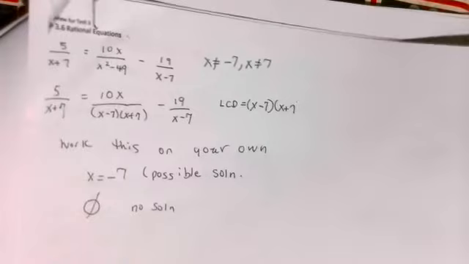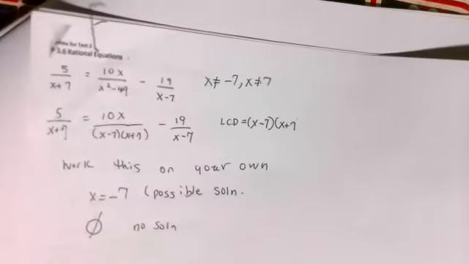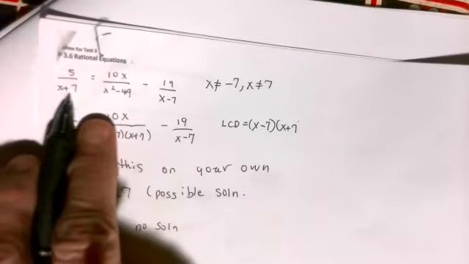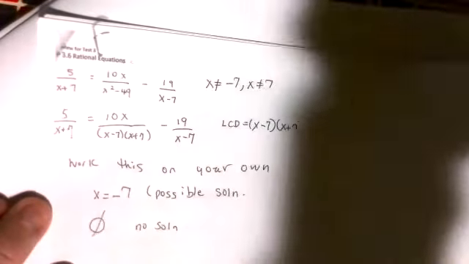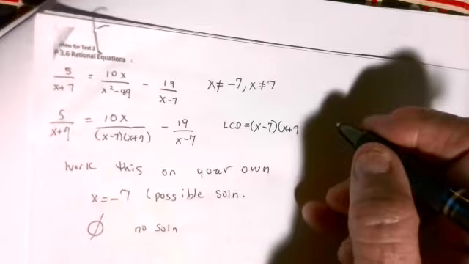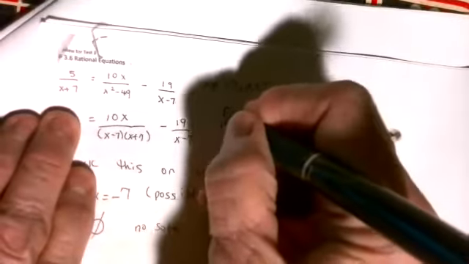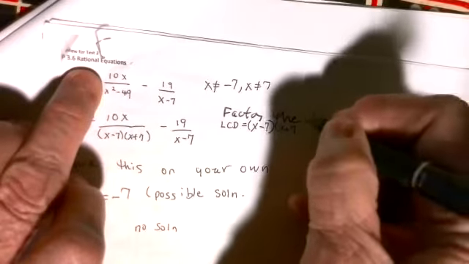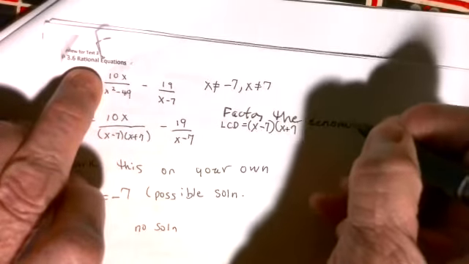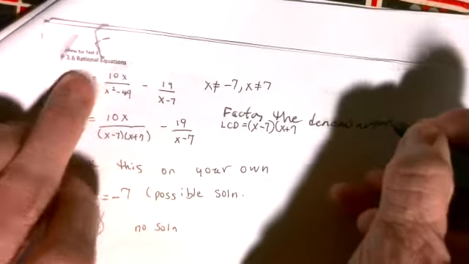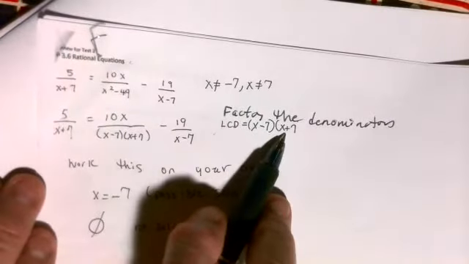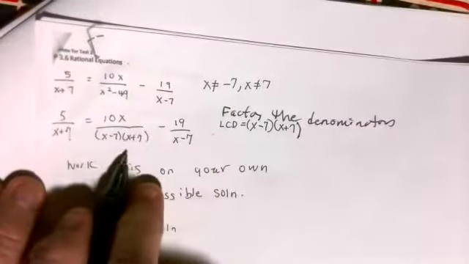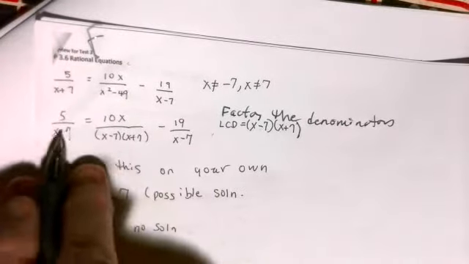This is just solving a rational equation. So remember, the way you do this is you factor the denominators. And that allows us to find out what the LCD is. In this case, it's x minus 7 times x plus 7.